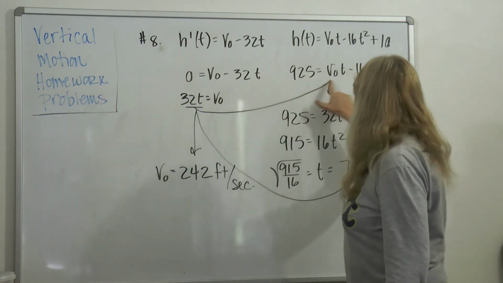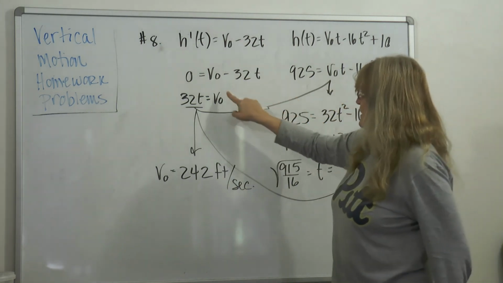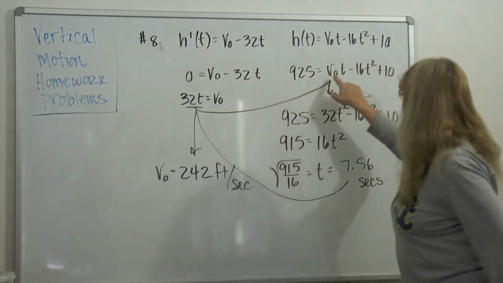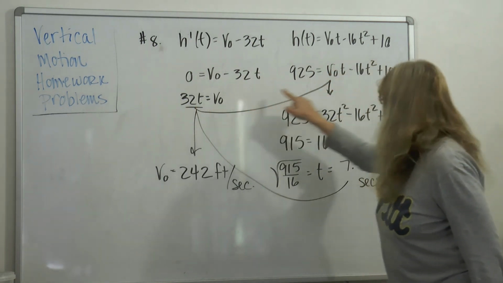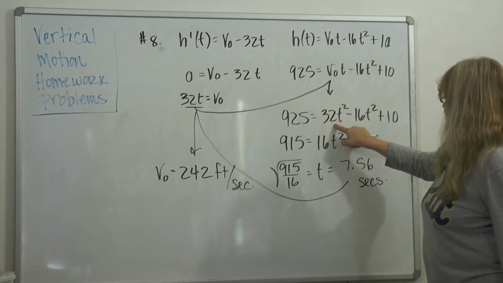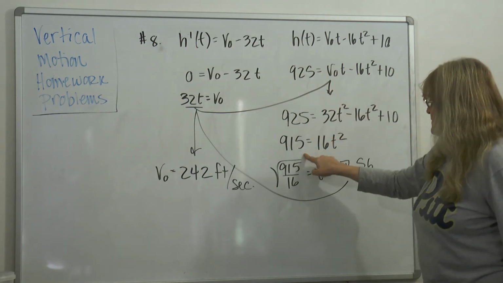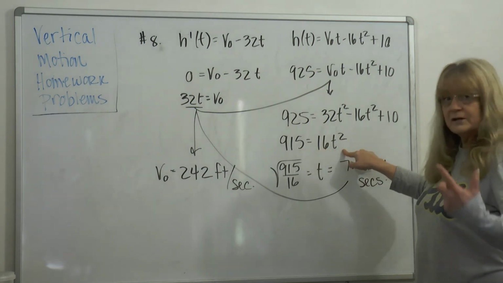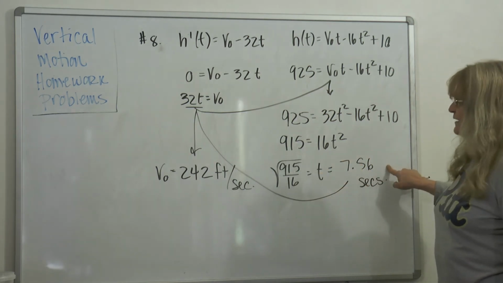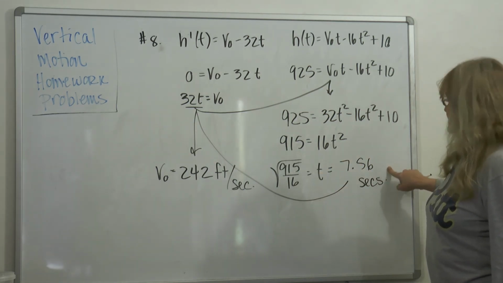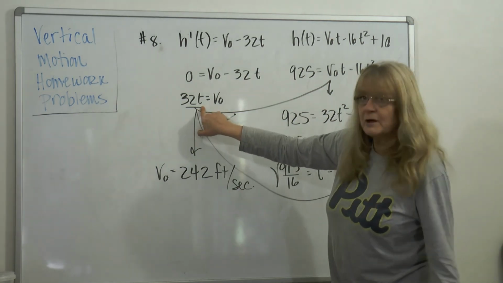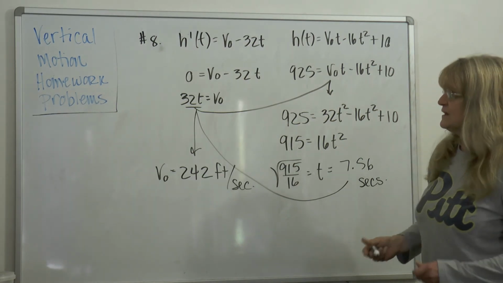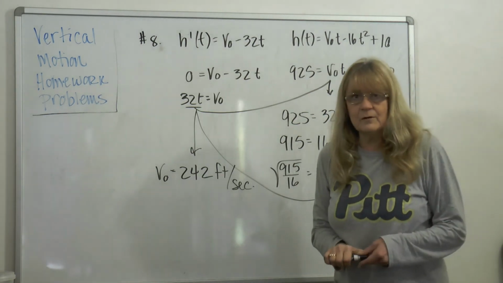So I have two equations, two unknowns. So just like before, I'll solve for v sub naught in terms of t. Then I'll replace the v sub naught in this equation with its definition. Combine like terms and subtract 10 from both sides. Divide both sides by 16, and then I'll have t squared, so I need to take the square root of both sides. This gives me the time for max height, so I take that, put it in here, multiply by 32, and that gives me my initial velocity in feet per second. So those aren't too bad, hopefully.